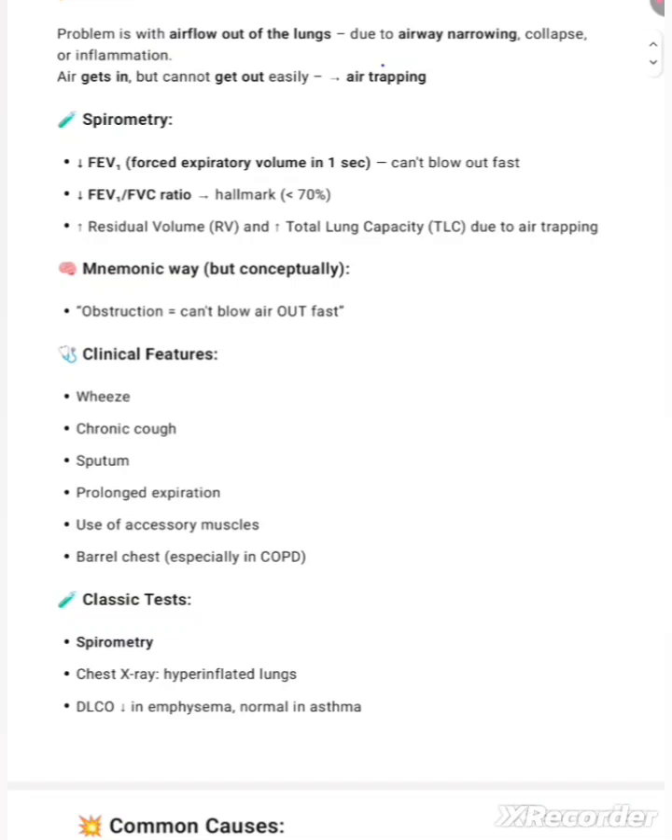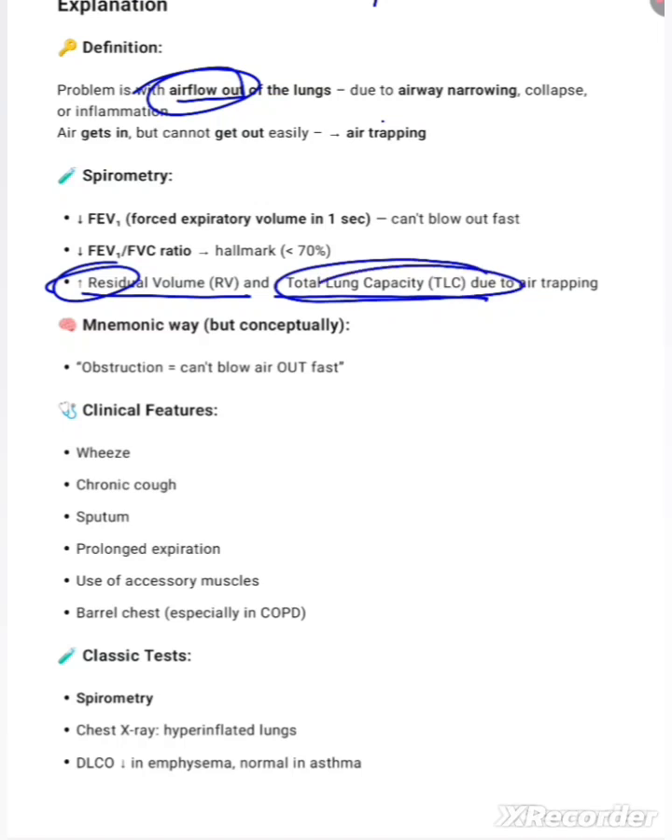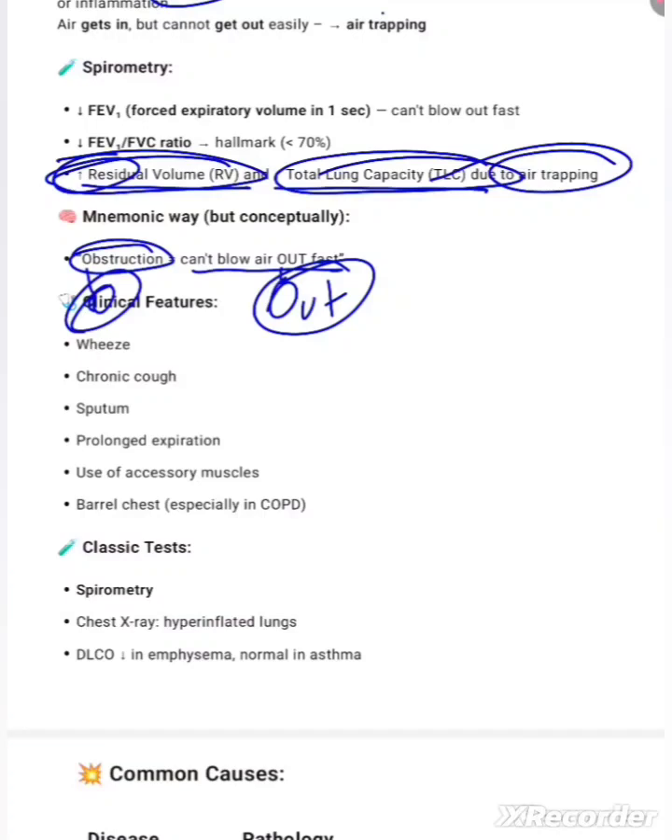In obstructive lung disease there is obstruction of airflow out, so the residual volume increases because the air cannot go out from the lungs easily, so the total lung capacity, TLC, increases. The main one is RV, residual volume, which is increased due to the air trapping. So how can we memorize this? Obstruction means can't blow air out. O, obstruction, O, so cannot get air out in obstructive disease.